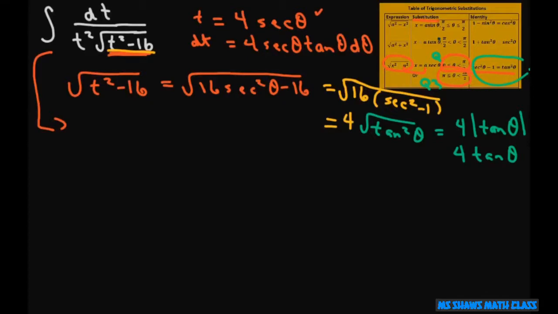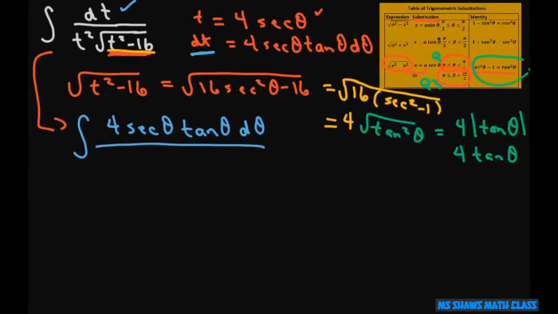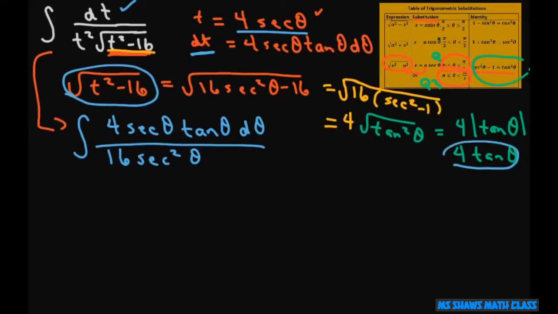So we know dt, so that's your numerator. That's going to be 4 secant theta tan theta d theta divided by t squared, so square this, and that's going to be 16 secant squared theta, and then square root of t squared minus 16 is 4 tan of theta, so that's times 4 tan of theta. Now all we have to do from here is simplify.